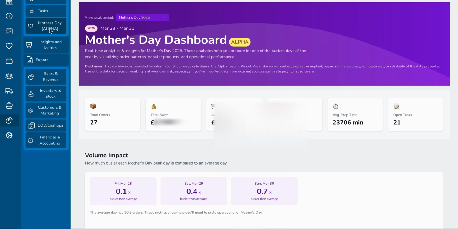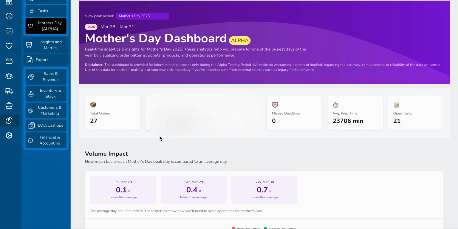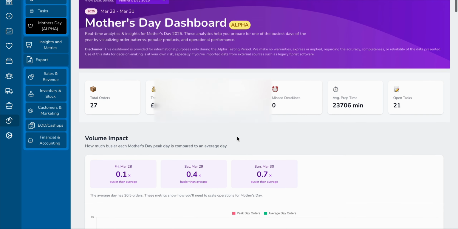It's a new analytic, so if you find anything really useful or you'd like to see some other information there, feed it back, because your feedback will improve what we can offer you. But essentially, it covers your Mother's Day days, tells you how many orders you've got booked in so far, what your sales are, what your average order is.